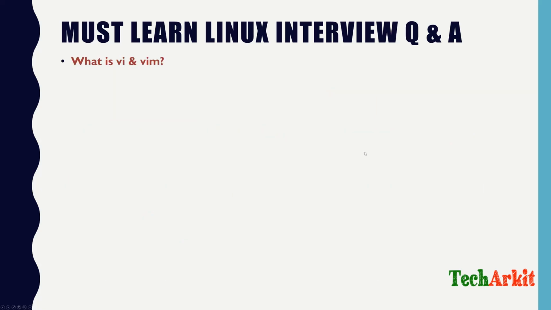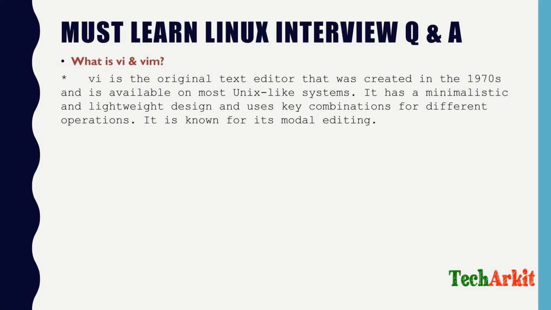What is VI and VIM? VI is a visual text editor that was created in the 1970s and is available on most Unix-like or Linux-like operating systems. It has a minimalist and lightweight design, uses key combinations for different operations, and is known for its modal editing.